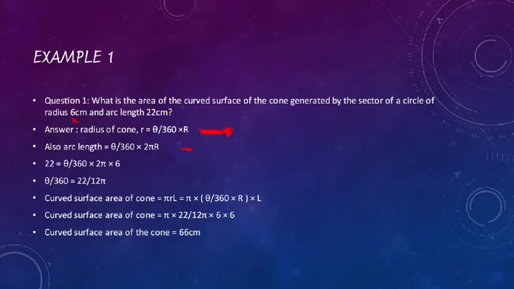Then if you equate it, remember that theta over 360 times πR is given as 22 over 12 π. Then if you substitute the values, π cancels π, and we have 6 times 6 will give us 36, times 22 divided by 12 will give us 66 as our answer. And that is that concerning example 1.